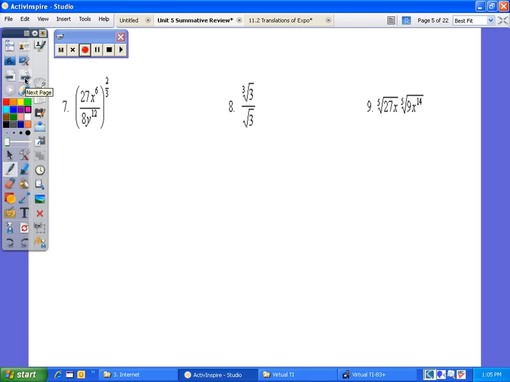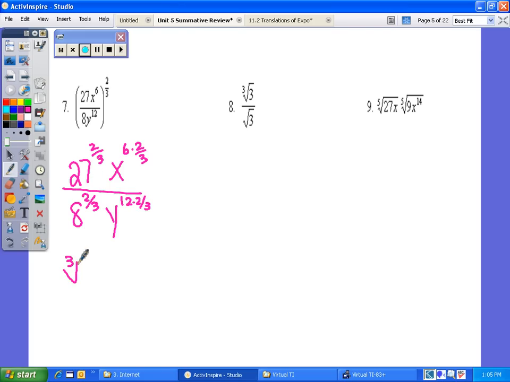Alright, number 7, you're going to do 27 to the 2/3, x to the 6 times 2/3, 8 to the 2/3, and y to the 12 times 2/3. So the first one is really the third root of 27 squared and the third root of 8 squared times 6 times 2 is 12 over 3, and 12 times 2 is 24 over 3.